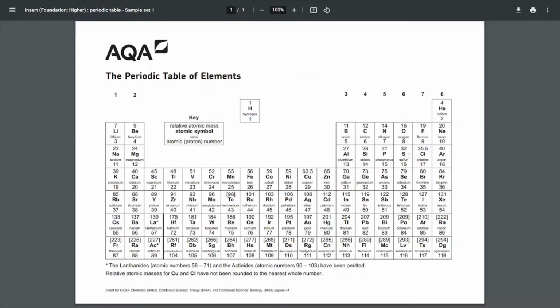Question 6 asked you to find the 16th element's name and symbol. So we go along, the 16th element is sulfur. Remember, we're looking on the bottom. We'll come on to atomic number and mass number later.